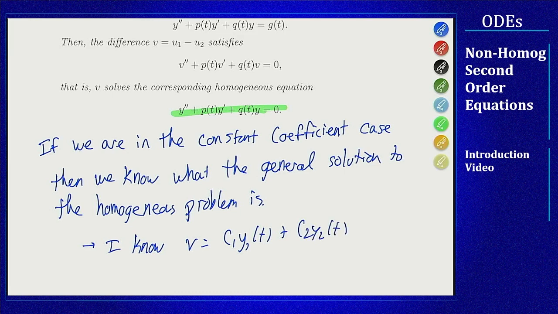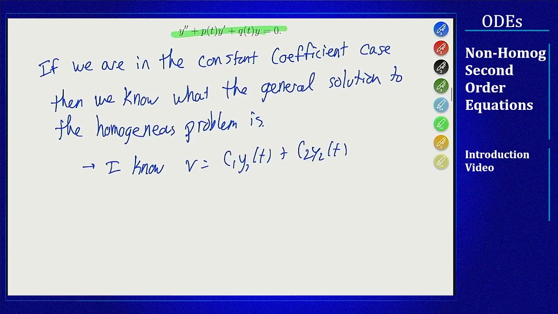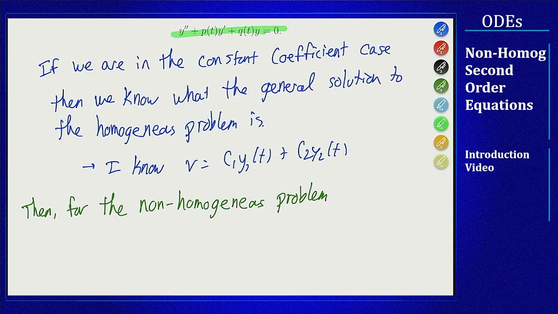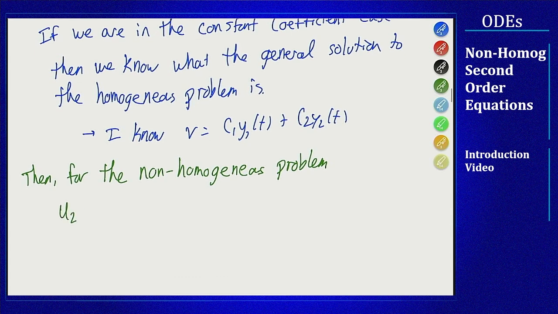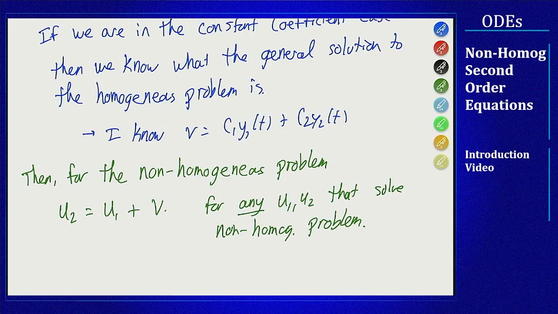Now, how do I tie this back to the non-homogeneous problem? Well, I know that u1 and u2 differ by this function v, or I know that u2 is going to be u1 plus v. This holds for any u1 and u2 that solve the non-homogeneous problem. This means that if I fix u1, I can get to any other u2, any other solution of the non-homogeneous problem, just by adding a solution to the homogeneous problem that I know how to find.